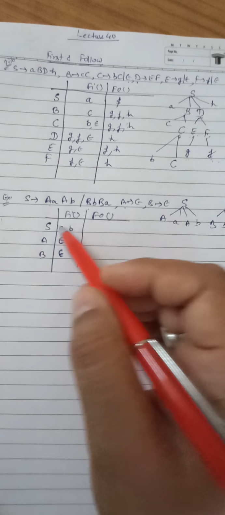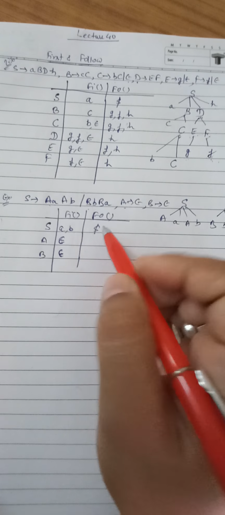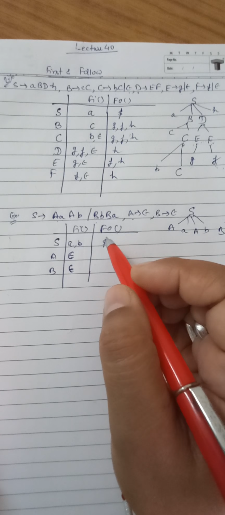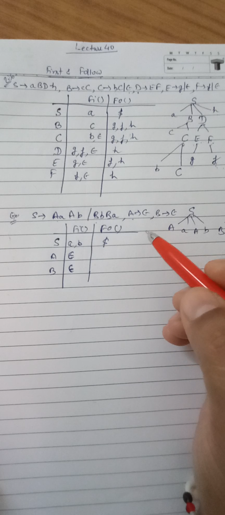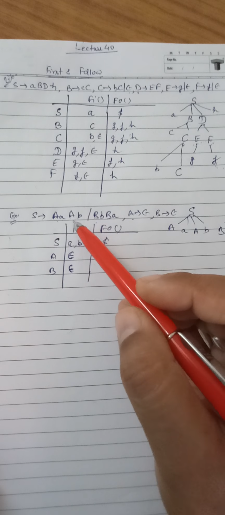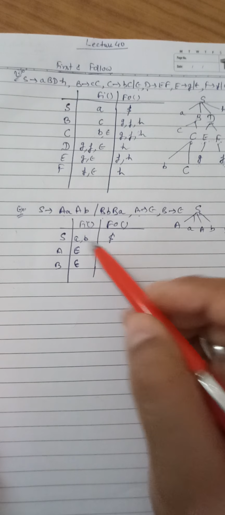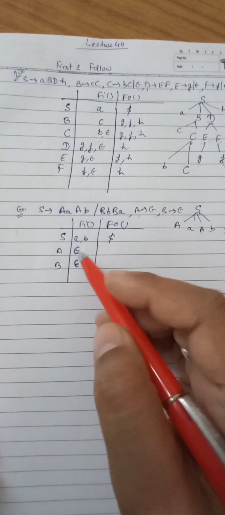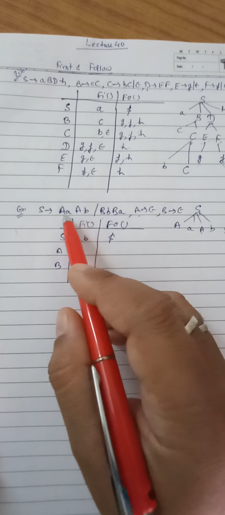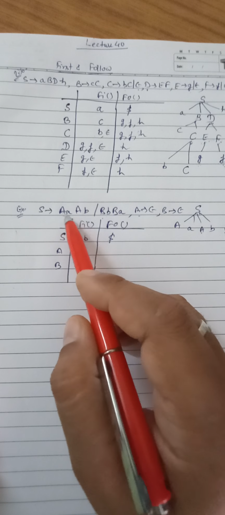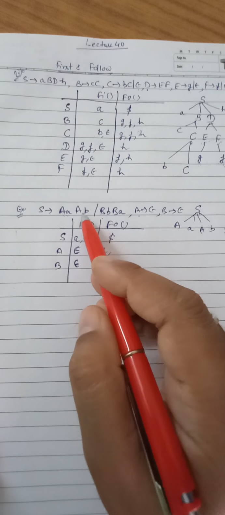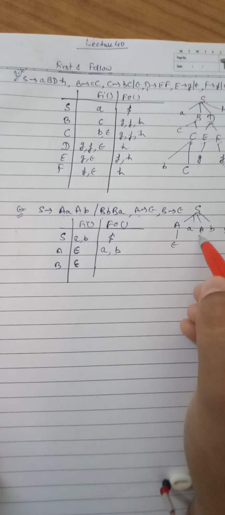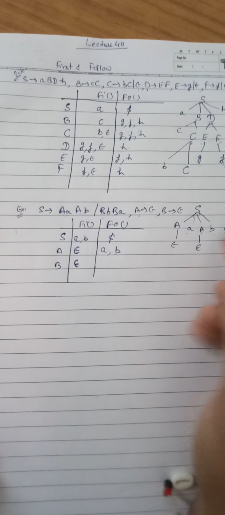Now follow. Because S is a start symbol, dollar will be there, as we all know from the rule. The first symbol always has follow like this. After that, what will be the follow of A? Follow of A will be, after that we have A, and if this is epsilon, then we have B. If we put the value, follow of A will be A and B.